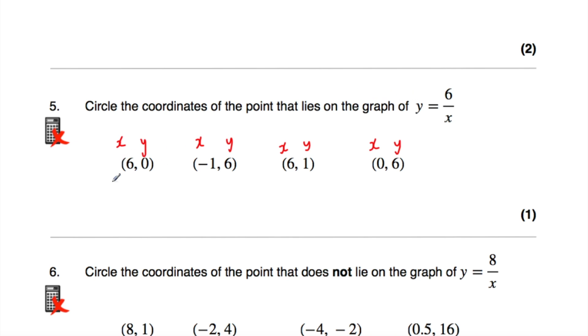If x is equal to 6, we would have 6 divided by 6, and that's equal to 1, not 0. And actually that point wouldn't lie on this graph because it's on the x-axis, and the x-axis is an asymptote. The graph doesn't actually reach the x-axis, so it's not that point.